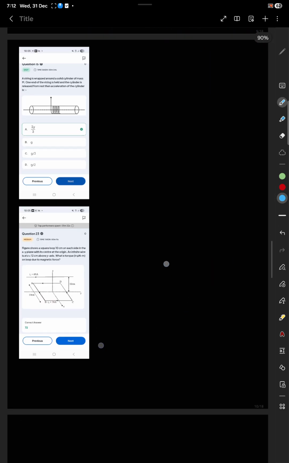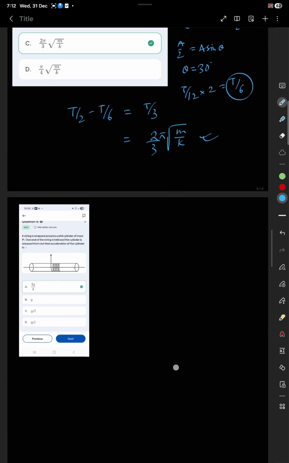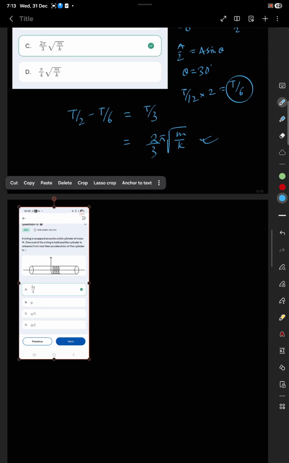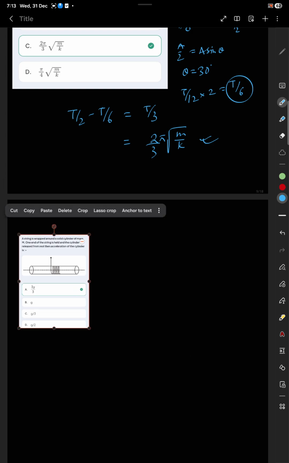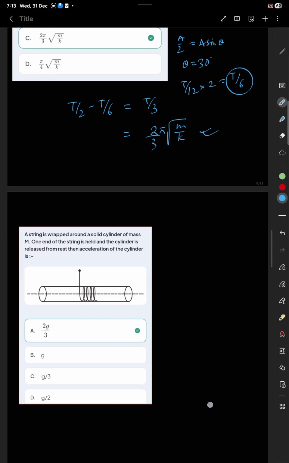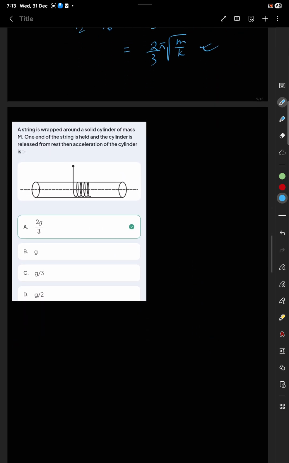Okay, now to the next question. This is a question from rotational motion, a good question to solve for JEE Main. A string is wrapped around a solid cylinder of mass m. One end of the string is held. The cylinder is released from rest, and we need the acceleration of the cylinder.